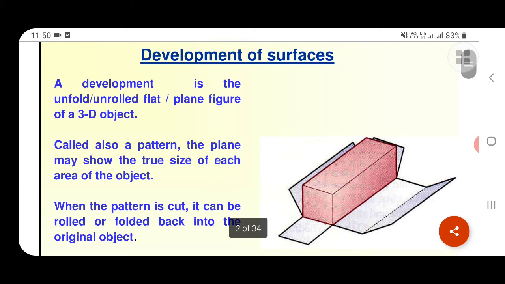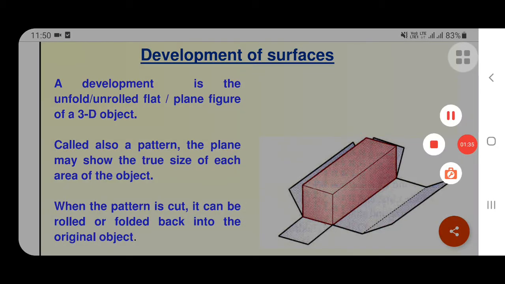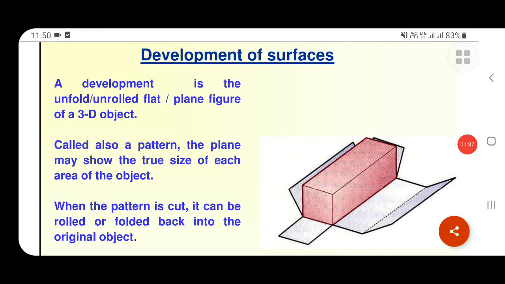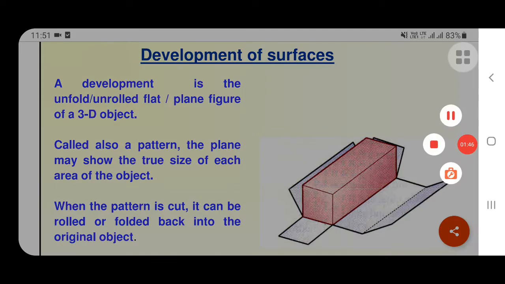So write down the definition of development of surfaces. It is called the true pattern of an object. While the pattern is cut, it can be rolled or folded back into the original object. So write down development of surfaces, unfolded objects. Complete your sentences.